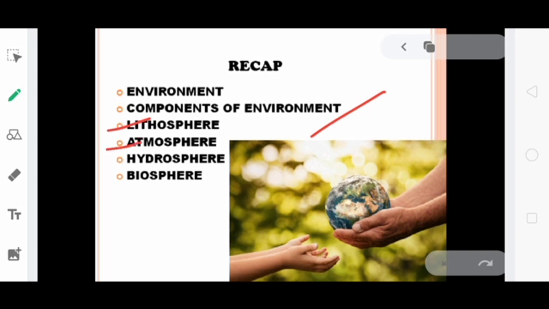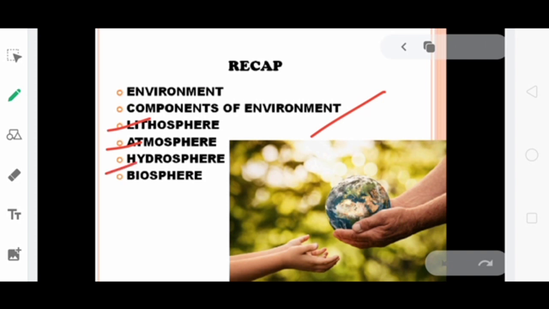Then we discussed atmosphere. Atmosphere is the blanket of air that surrounds the earth. This atmosphere is held by the gravitational force of the earth. This prevents the sun's harmful rays from reaching the earth's surface. We discussed the composition of the atmosphere.